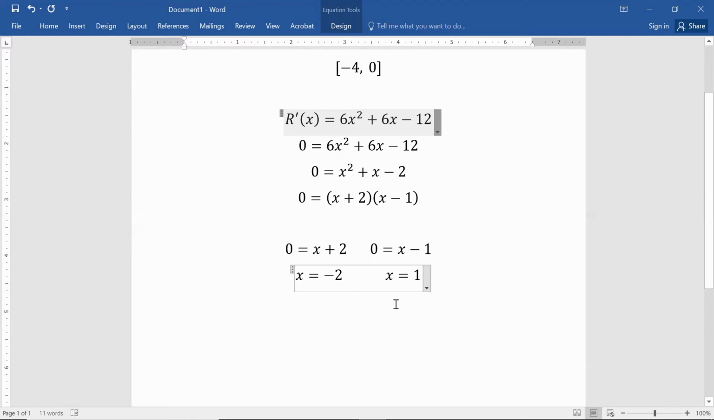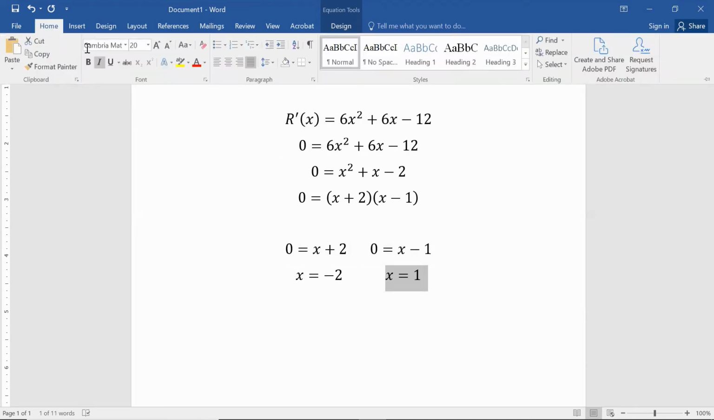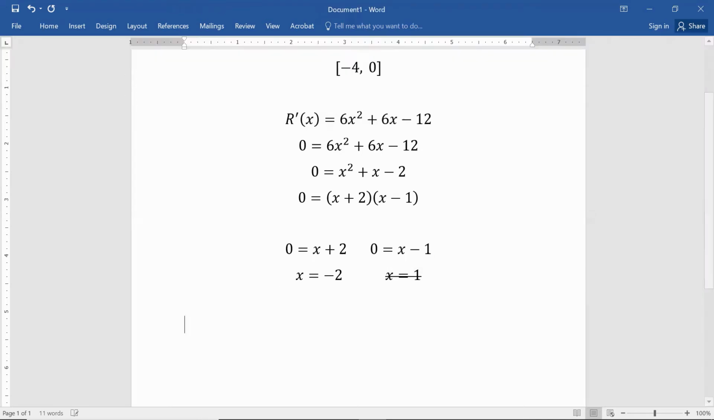One of these critical values I'm going to strike because it doesn't fit in my interval. Recall, my interval is from -4 to 0. -2 is in that interval, but 1 is not. So we strike 1, ignore that, and say the only critical value that we can use is x equals -2 for this problem.